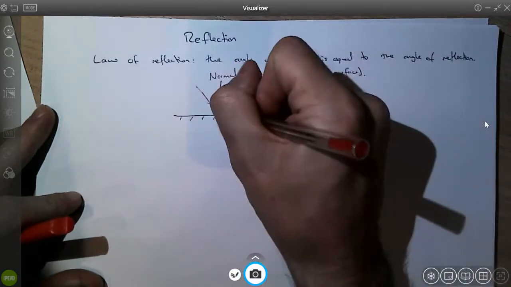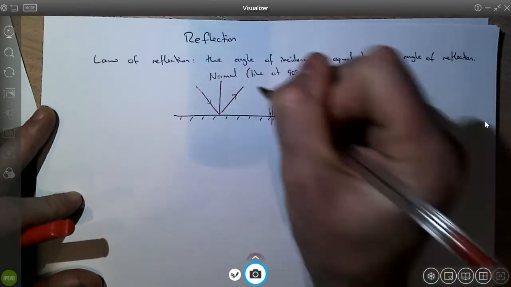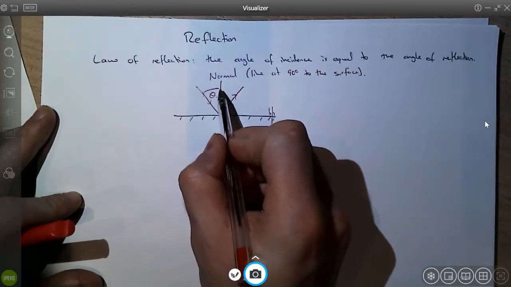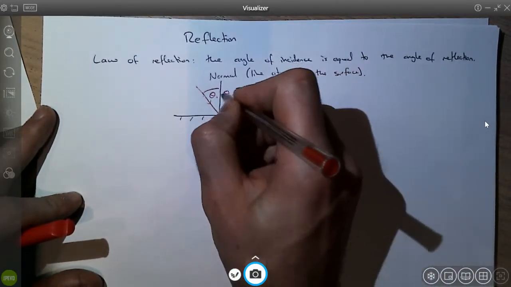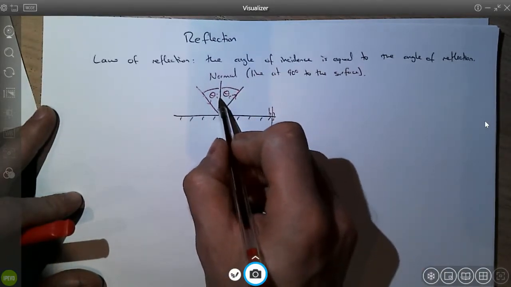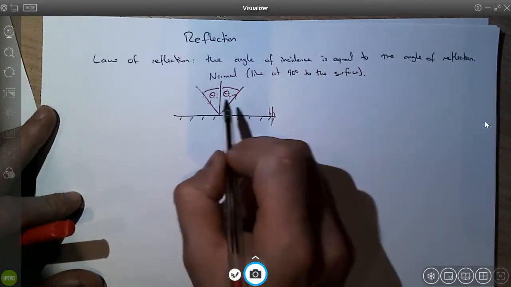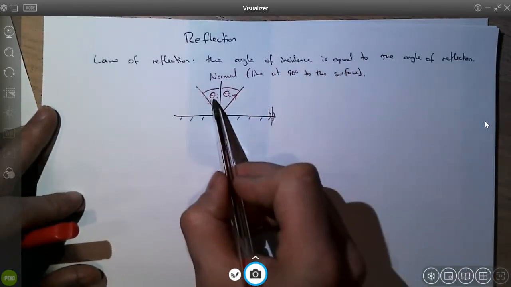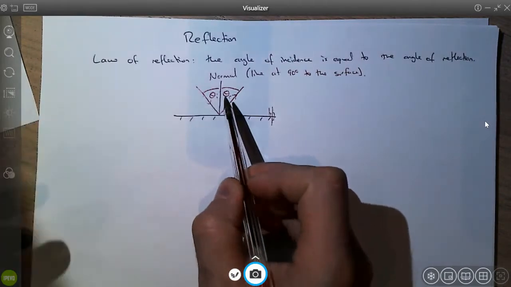Make sure you put an arrow on our light ray reflecting, and importantly, the angle of incidence is the angle between the light ray and the normal, and the angle of reflection is the angle between the light ray and the normal. Okay, students often put these angles. That is not the correct angle. So for regular reflection, these two angles are equal.